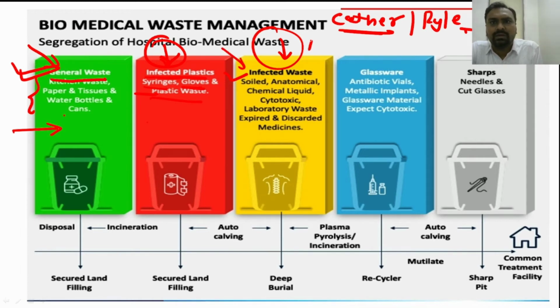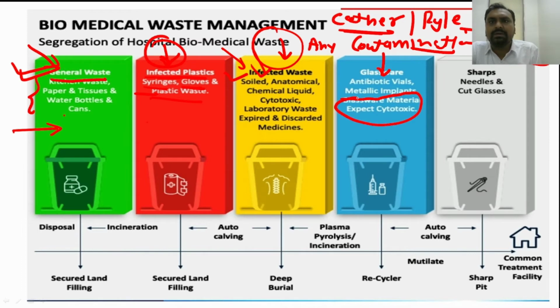So any contamination of blood, either with the linen, or pillow, or the gauze piece, everything blood related you have to keep in the yellow bag. In the blue bag you can keep glassware material and metallic implant. So metallic implant and glassware or even broken glass will be kept in the blue bag.